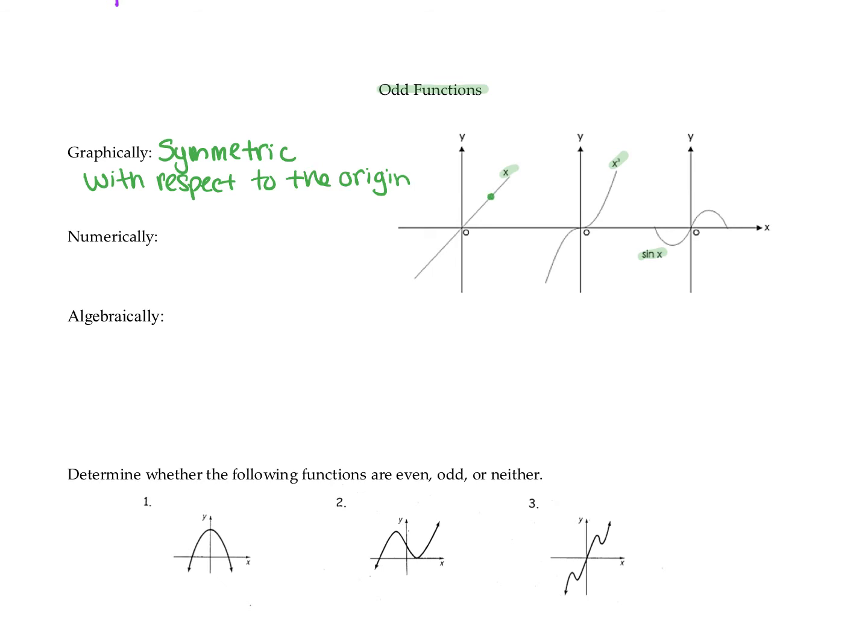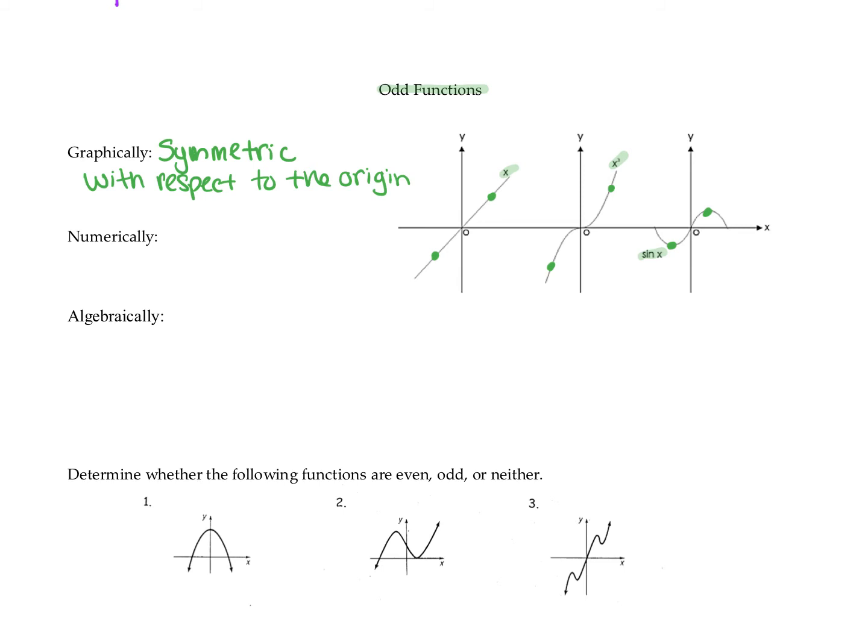So if you notice there's a point here, go over the origin, I'm going to have an equal point there. If I have a point here, go over the origin, I have an equal point here. If I have a point here, go over the origin, I have an equal point there. So it's symmetric with regards to the origin. You have to go over that origin.